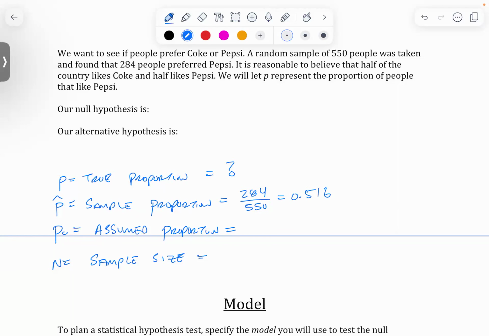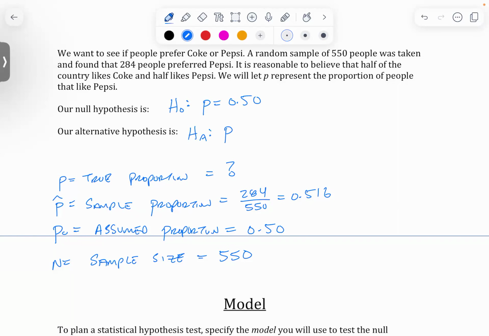The assumed proportion then is the believed value. In this case, it is reasonable to believe half likes Coke, half likes Pepsi. Well, half means 50%. And then the sample size, 550. So the null hypothesis: P equals 0.50. The true proportion is equal to the assumed proportion.